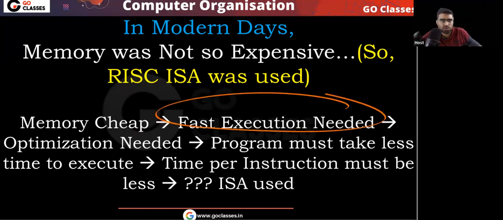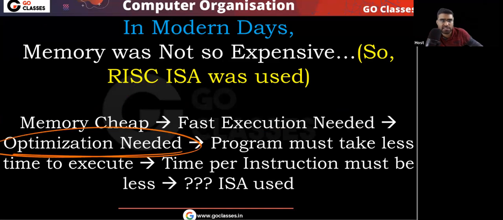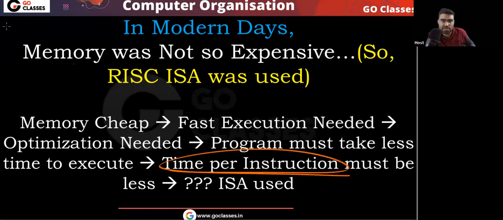So remember, memory is cheap. We need fast execution time, so optimization is needed. The program must take less time to execute. The execution time must be less, so time per instruction must be less. Per instruction, you should take less time.